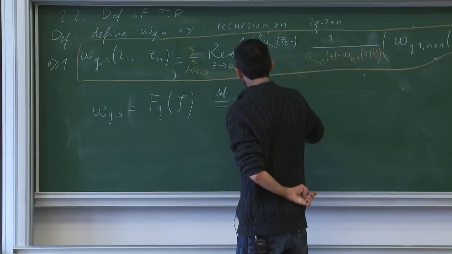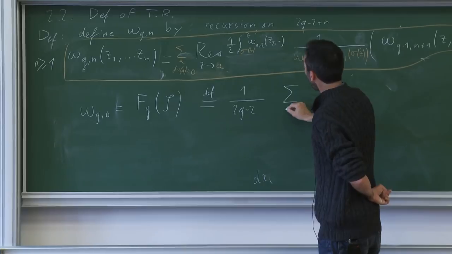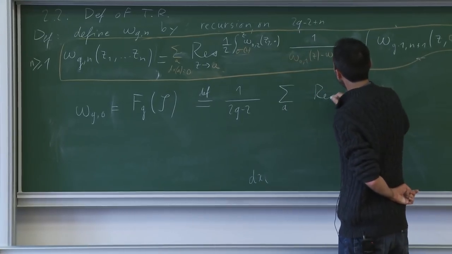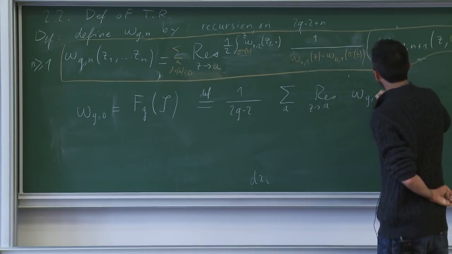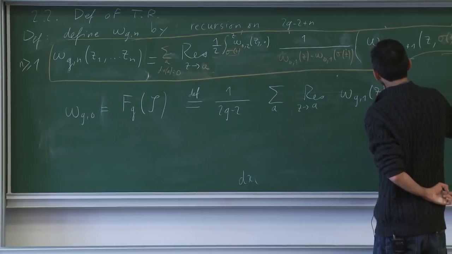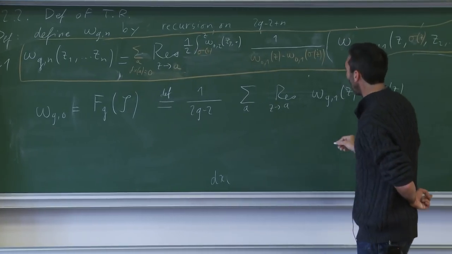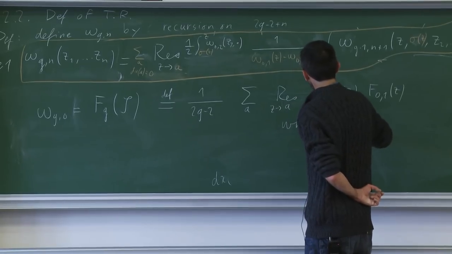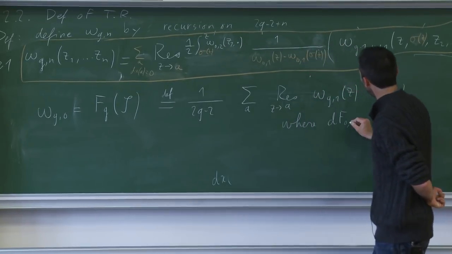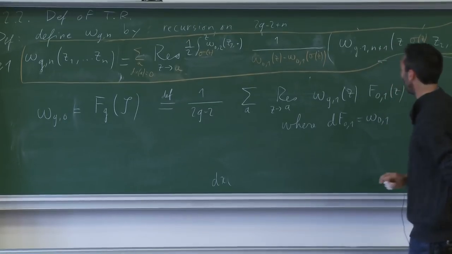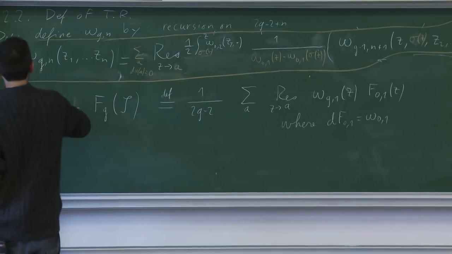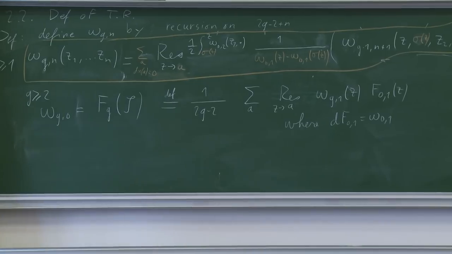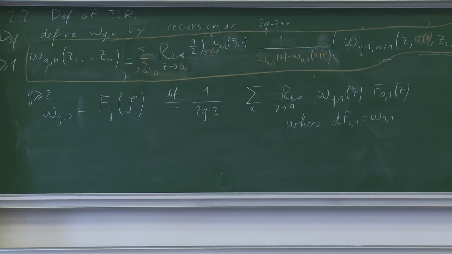1 over 2g minus 2 times the sum over all branch points of the residue at the branch point of omega g,1 of z times a function that I will call F_{0,1} of z, where the differential dF_{0,1} is omega 0,1. And that's defined for g larger than or equal to 2. So it's a definition. There is also a definition for F_1 and F_0.